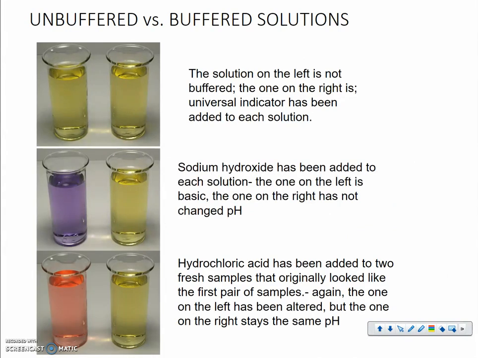If you look at these solutions, the one on the left is not a buffer, but the one on the right is. So if you add stuff to it, you can tell through indicators whether or not the pH changes. For both of these second ones, we added OH, and it affected the purple one because it changed colors, but the other one, the pH didn't change, so it's still the same color. If you add an acid, the left one changed color again because the pH changed, but the one on the right did not. The color stayed the same, so the pH must have stayed the same.